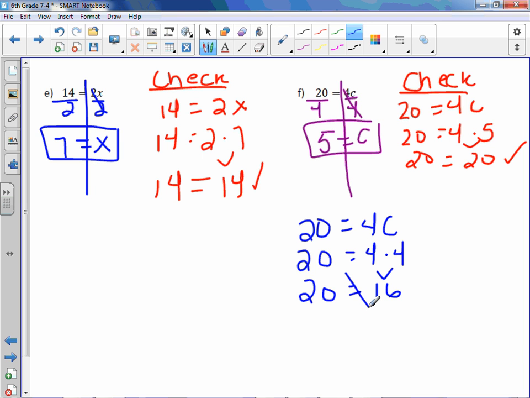So it's nice that we are getting the correct solutions and we are doing our checks and they work, but sometimes you might make a mistake. And this is what it would look like if you made a mistake. You'd get something that made no sense. 20 can't possibly equal 16. They're two different numbers. When you see this happen, then go back and see if you can find your mistake or do it over. So this is not correct.